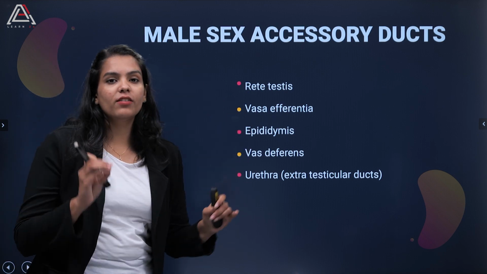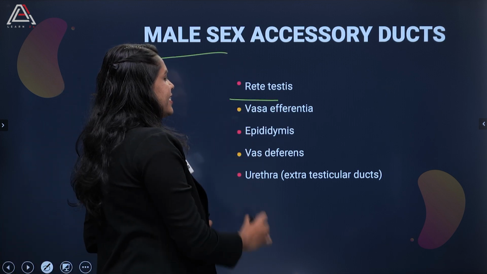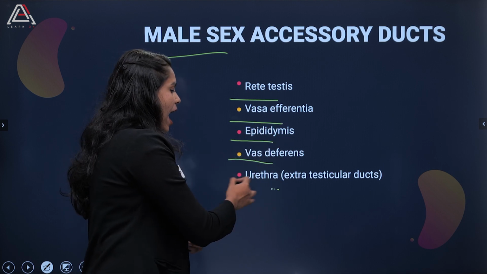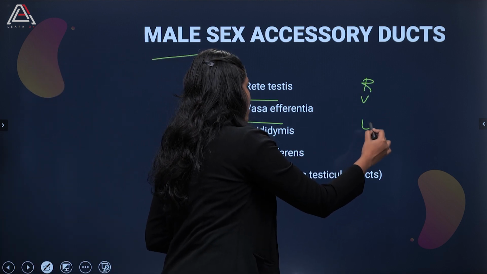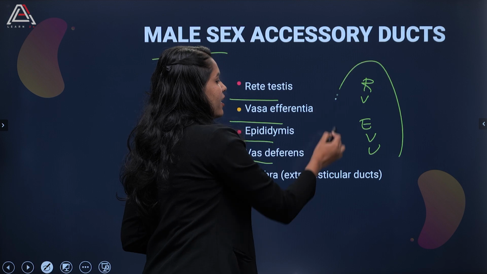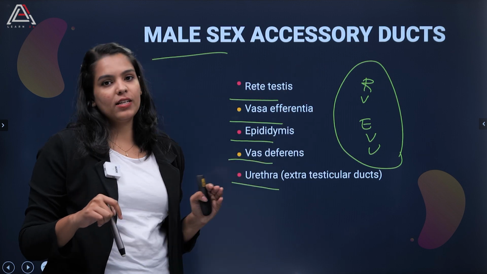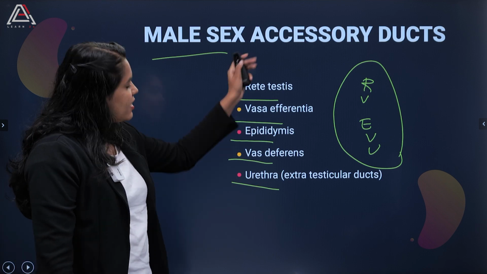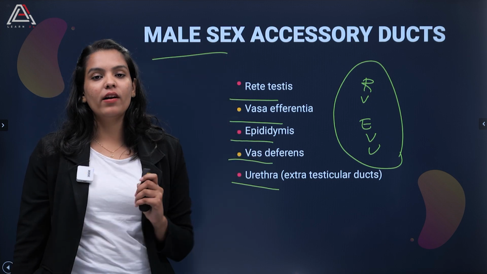Talking about the ducts which are involved in case of male, those are rete testis, vasa efferentia, epididymis, vasa deferens and urethra. If you have remembered from the last class, I taught you an easy way to learn this: simply learning the first letter of each of these words and making a phrase out of them, that is, RVs are expensive and very unpredictable. So these are nothing but the accessory ducts involved in male.